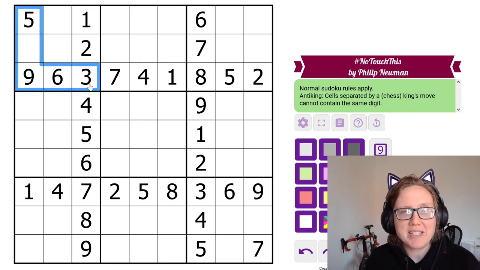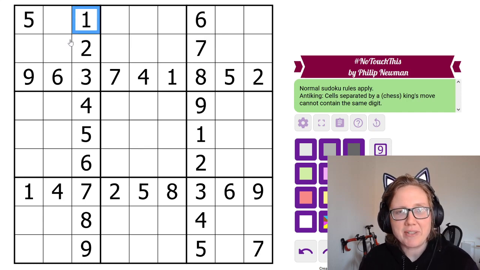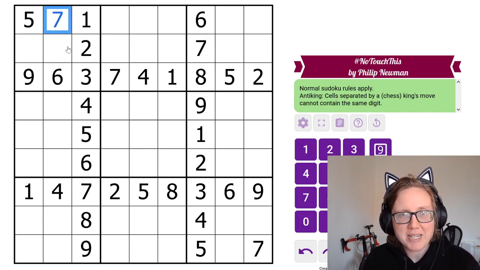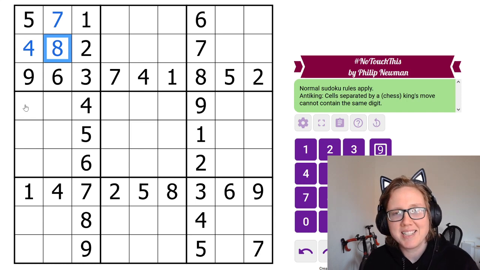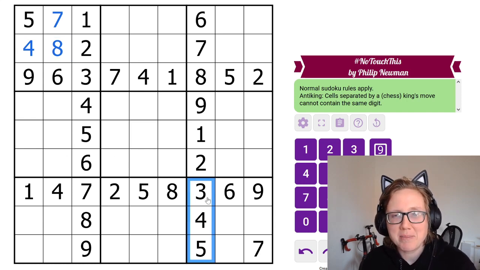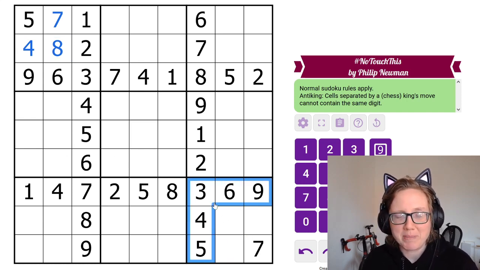For instance, I've got this corner box here that only has 3 open cells, and I have a 7 there that sees 2 of those cells, so that's now a 7. I also have a 4 here that sees 1 of the remaining cells, so that places a 4 there, and now I have an 8 here. And I'm guessing that I'm going to get some symmetric moves in the bottom right corner because the bottom right corner has the same layout.